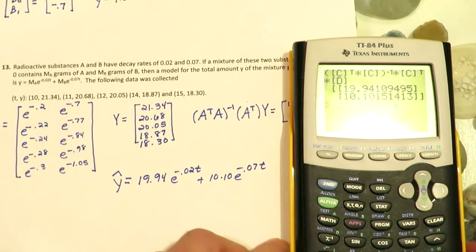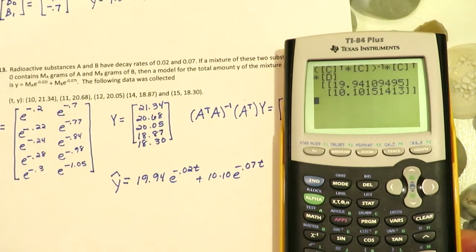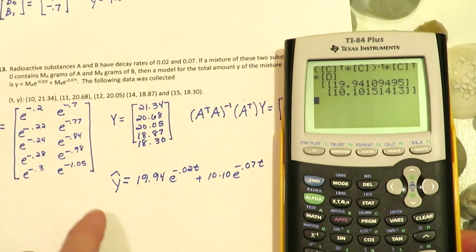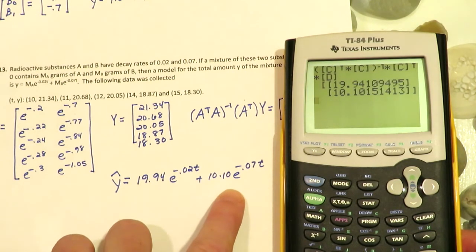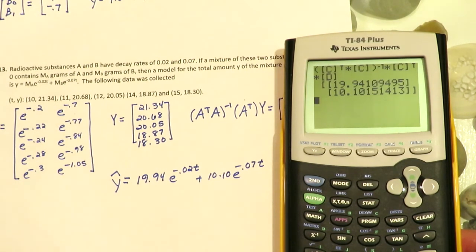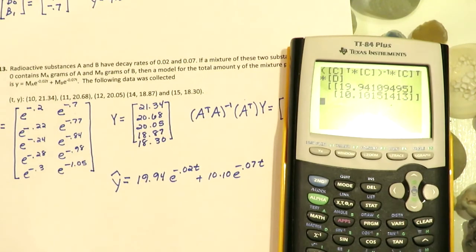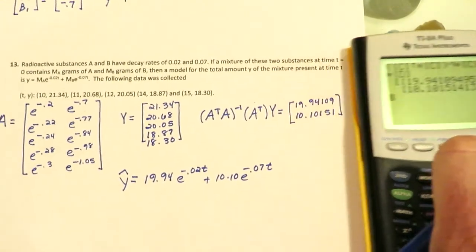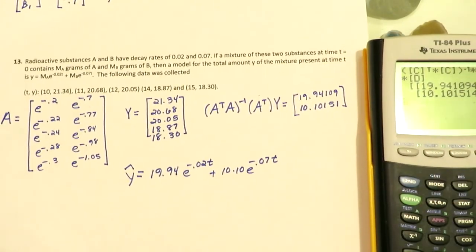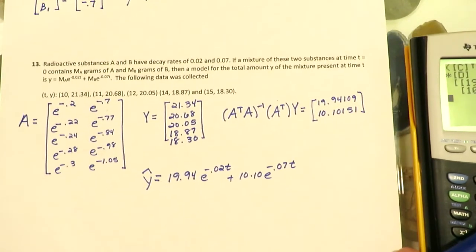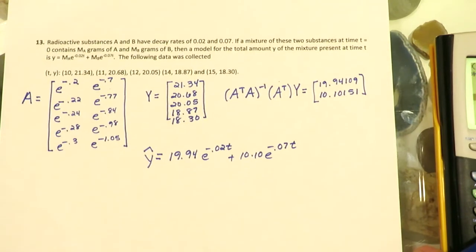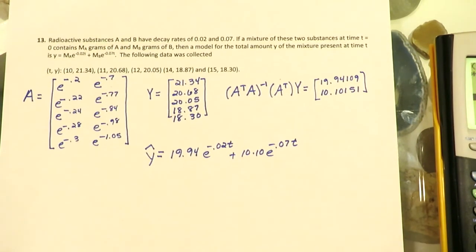So the 19.94 was for the e to the negative 0.02, and then the 10.10 is for the e to the negative 0.07. So you can use this idea of best fit and the normal equations to model data to all kinds of different formulas. You're not restricted just to lines or straight polynomials. A very handy discovery.